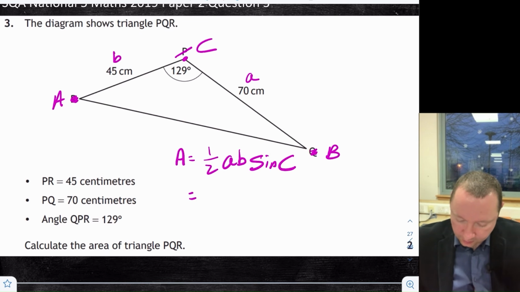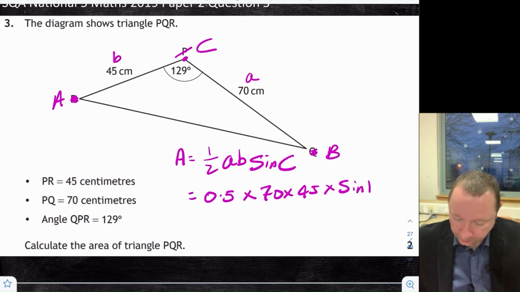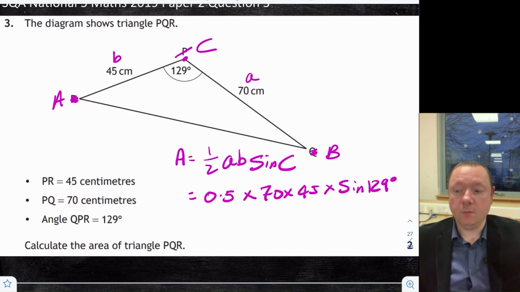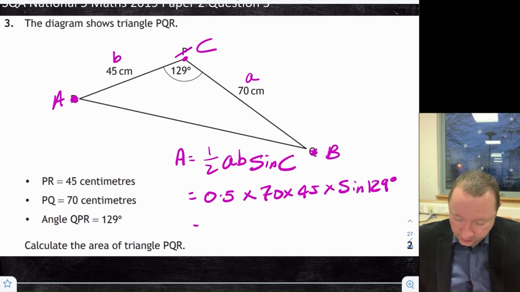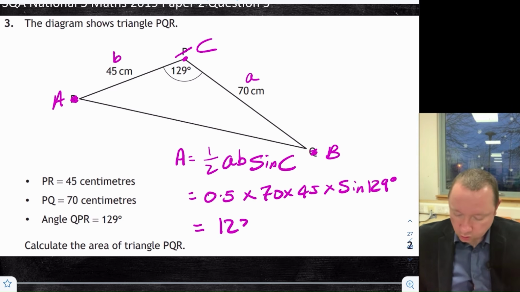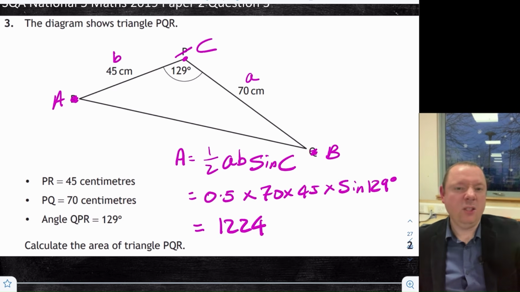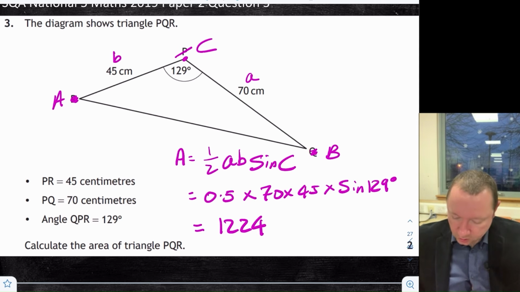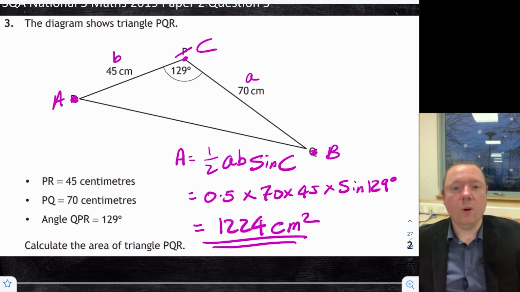So for a mark, 0.5 times 70 times 45 times the sine of 129. You get a mark for the substitution, and then a mark for the final answer. You just get your calculator out and do 0.5 times 70 times 45 times sine 129 in the calculator. And you will get 1224.004. So that would be fine to leave it as 1224 square centimetres.